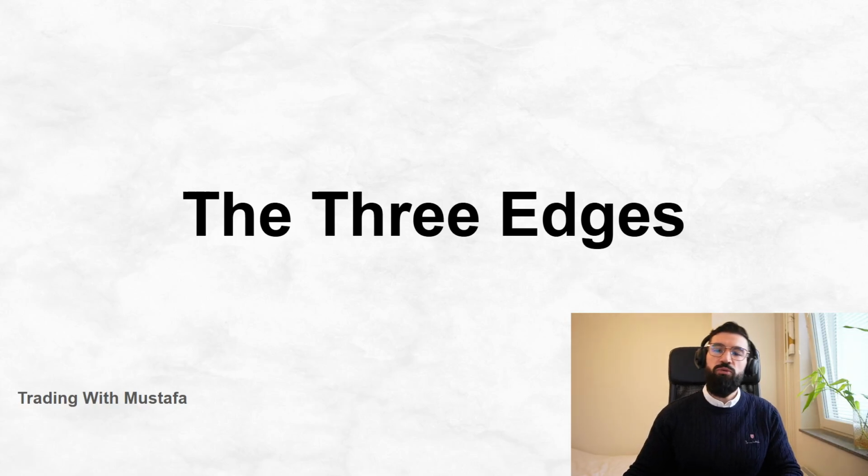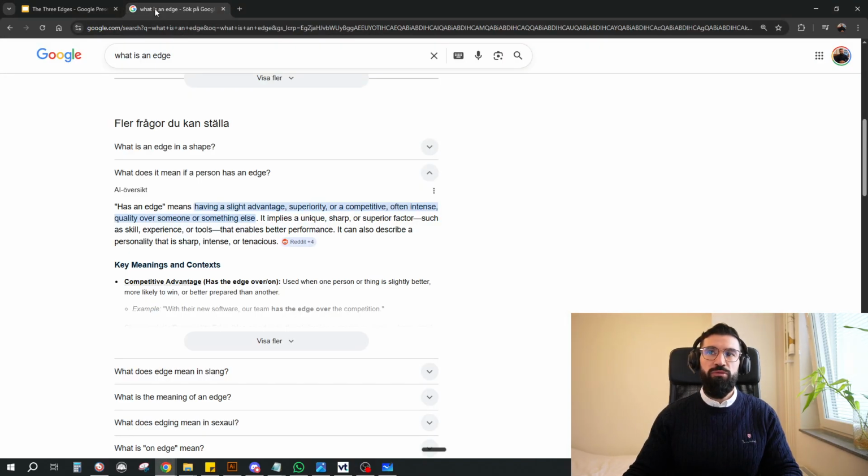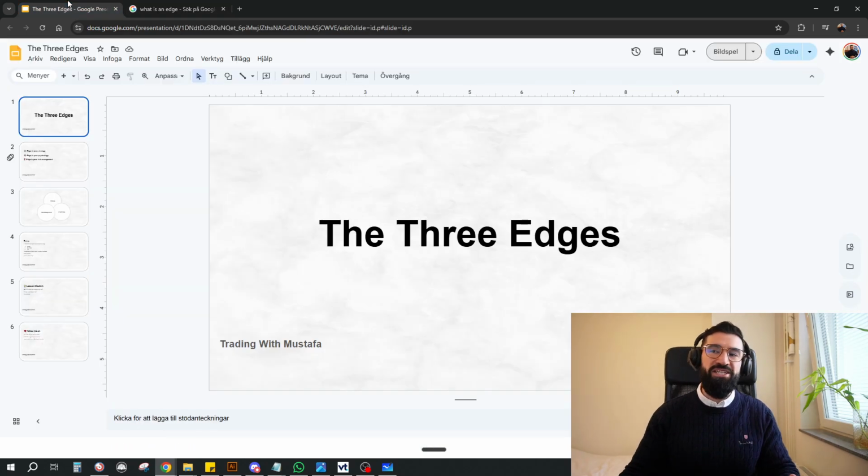Welcome to this lesson where I'm going to talk to you about the three edges. In trading, the word edge is used a lot, and let me just Google it for you. What is an edge? An edge means having a slight advantage, superiority, or competitive, often intense quality over someone or something else. So it implies a unique, sharp, superior factor. So we have an edge in the market.